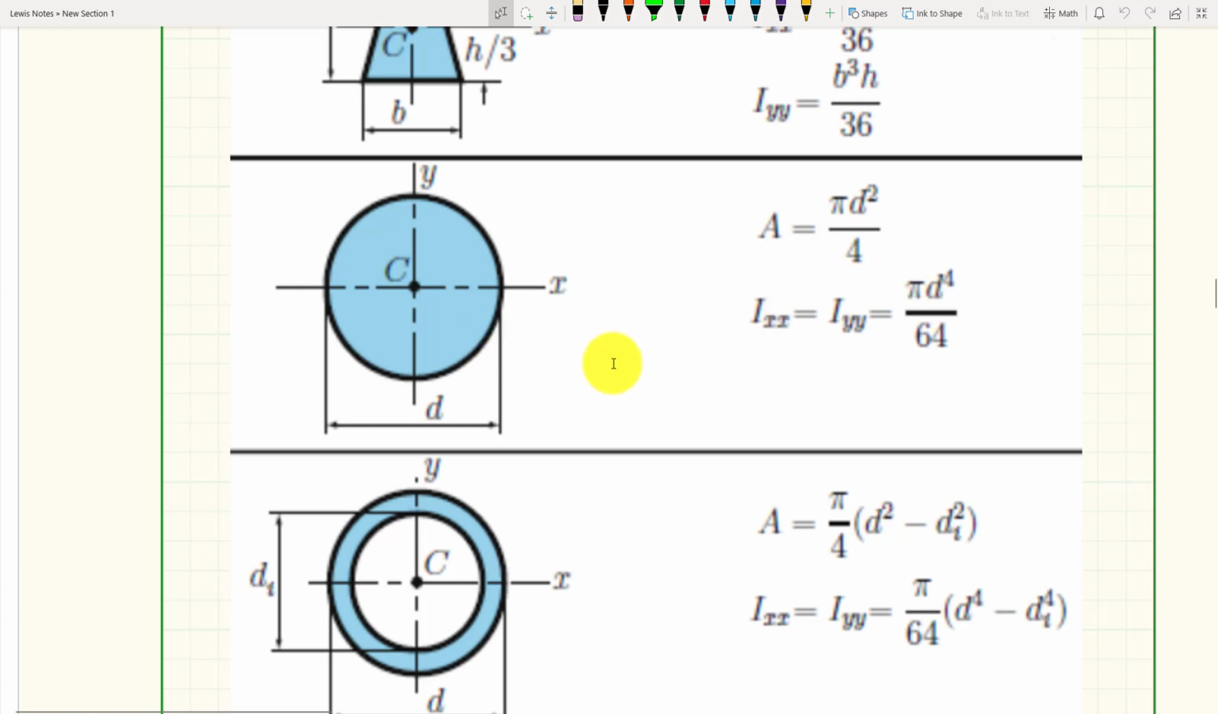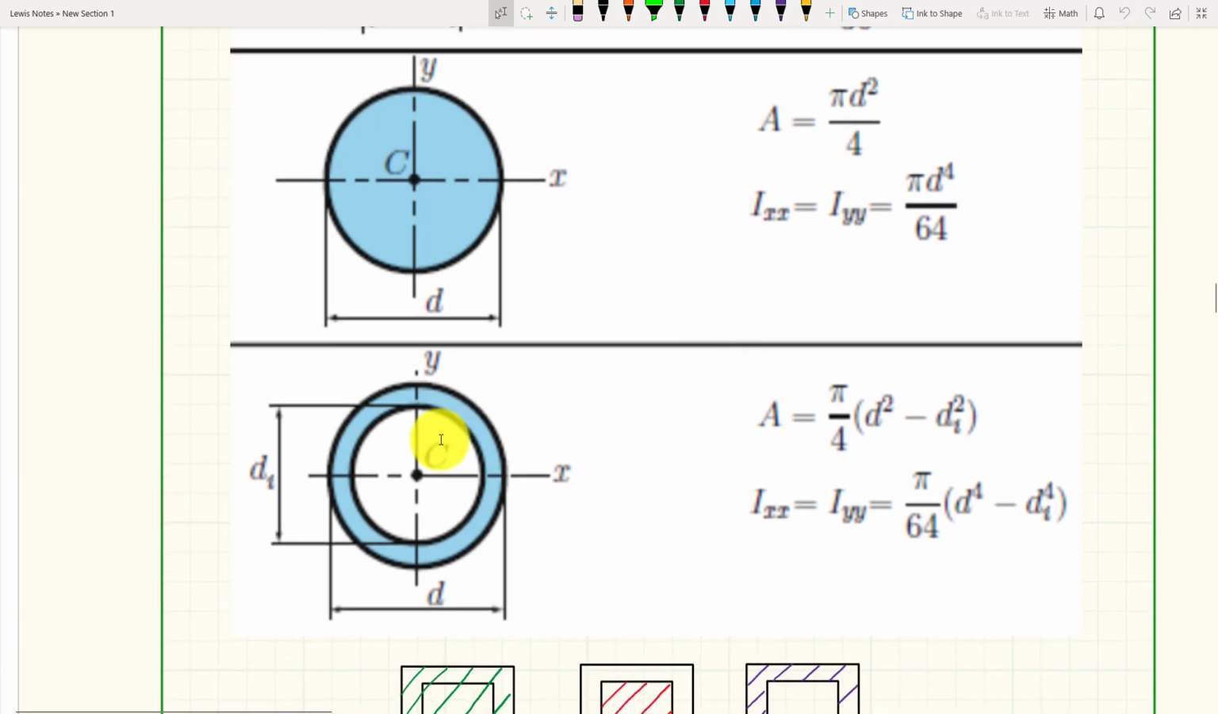We have the I value here, which is going to be the same about the x and the y on this, so that's why they say they're equal. It's going to be pi d to the fourth, that's the diameter, over 64. So you need to remember that equation as well.